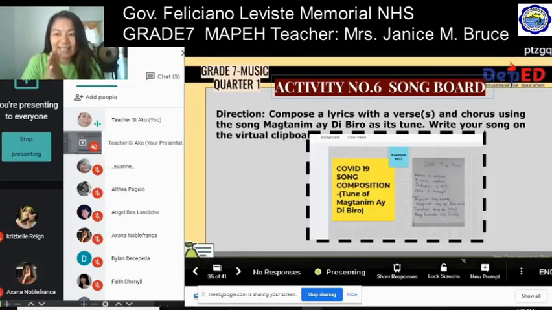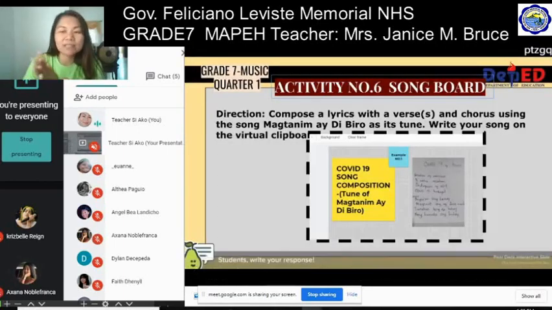Okay, now is the last. This is the last activity that we're going to do, and we are going to meet our what is that? Objective. One of the objectives that we have is to sing a song. And to apply this one, we have to compose a lyrics with a verse and chorus using the song Magtanim ay Di Biro as its tune. Write your song on your virtual clipboard.